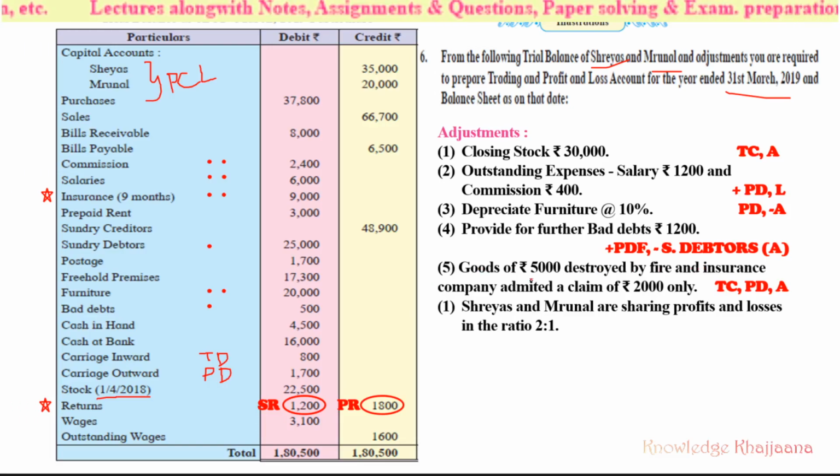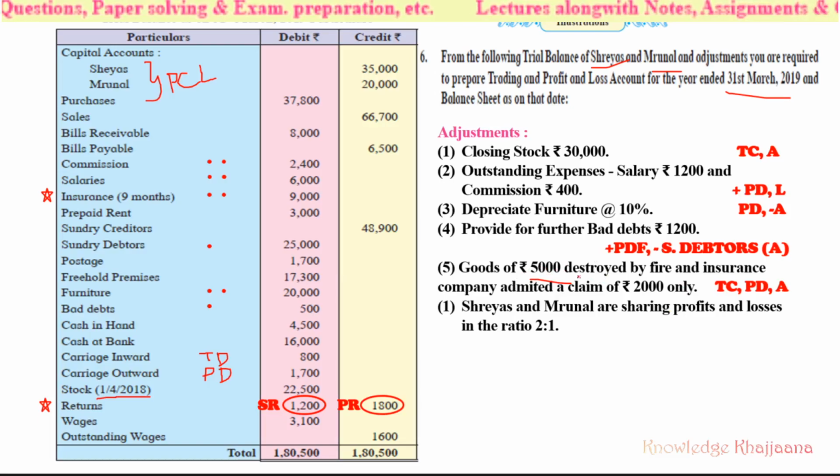Next, goods worth rupees 5,000 destroyed by fire, and insurance company admitted a claim of rupees 2,000 only. See, one more example like this we had already solved. So it is advisable that you have already solved all the illustrations, and only then move to the practical problems, because you will get many new different types of adjustments over here. See, here this adjustment: goods of rupees 5,000 destroyed by fire and insurance company admitted a claim of rupees 2,000 only. See what it means.